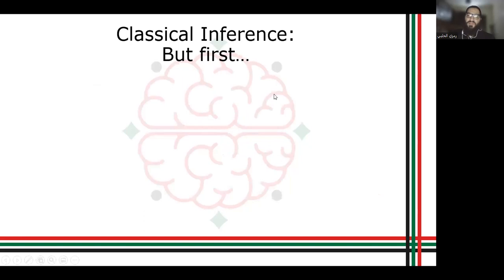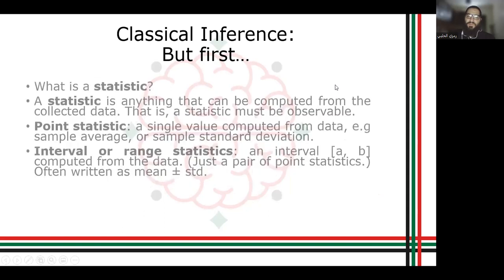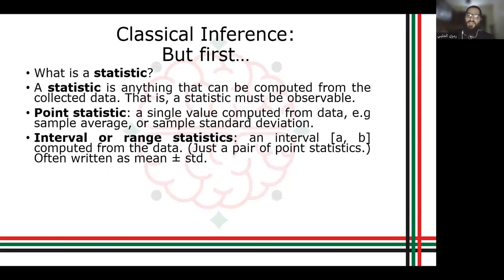So now let's start discussing another point, which is classical inference. But first, let's define a few things. What's a statistic? A statistic is anything that can be computed from the collected data. For example, I now have signals, EEG signals, or BOLD MRI signals. You will learn about this hopefully when you go deeply into computational neuroscience. A statistic is anything that you can compute from these signals that I just told you about. It can be the mean, the variance, the maximum, the mode, the median, and so on.